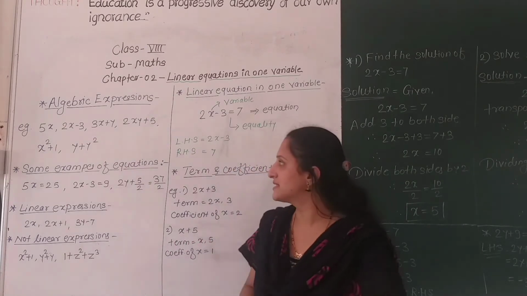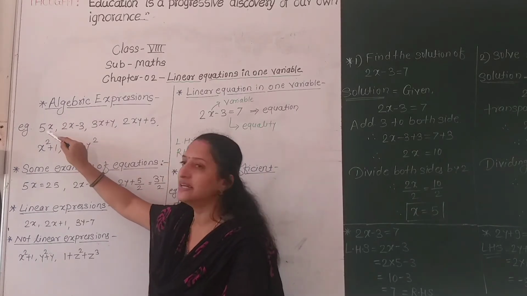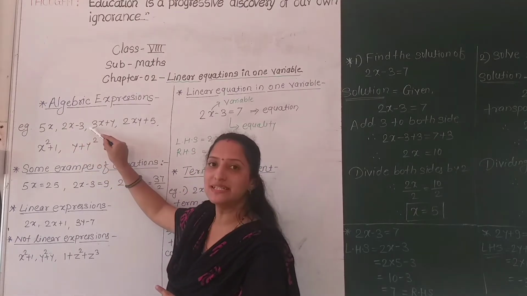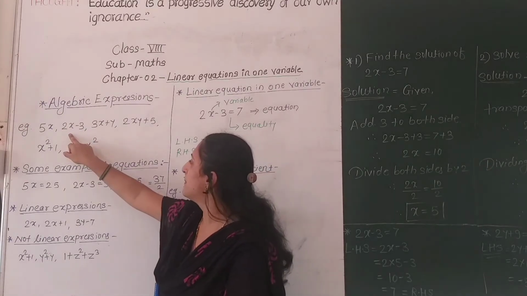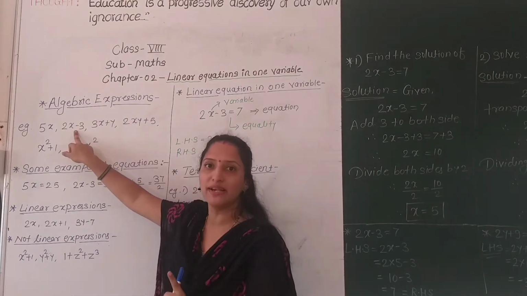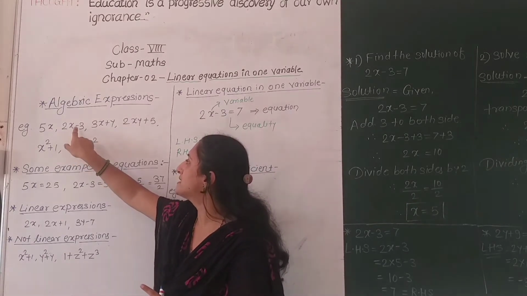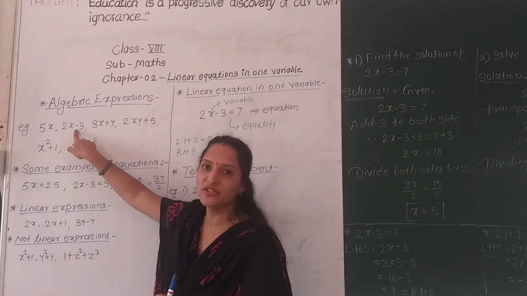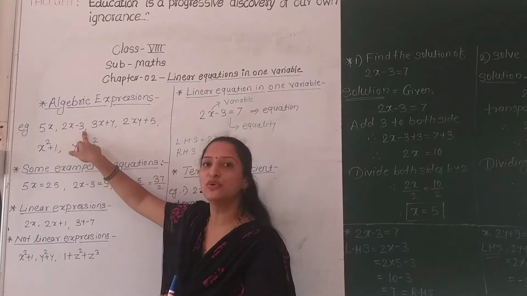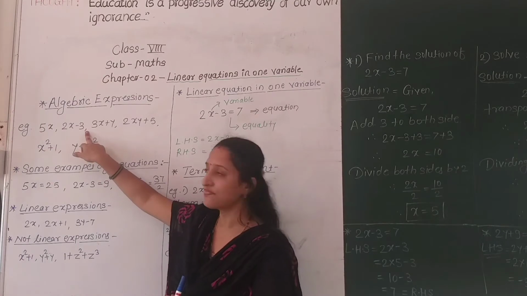Now, what are terms? Look here: 5x. This algebraic expression contains only one term. Now look at 2x minus 3. This algebraic expression contains two terms, since there is one mathematical operation, minus. These two terms are separated by the operation minus. That means this algebraic expression contains two terms: the first one is 2x and the other one is 3.